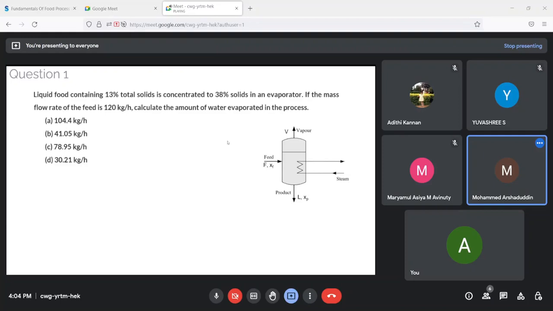The given in the question is XF, the total amount of solids in the feed, is 0.13. The total amount of solids in the concentrated solution is 0.38. And the mass flow rate of the feed, F, is 120 kg per hour. We have to calculate the total amount of water evaporated in the process, which is nothing but V here. V is the water that is evaporated in the process. So we need to find out V. How do you proceed with this? Any idea how to proceed to find out V?